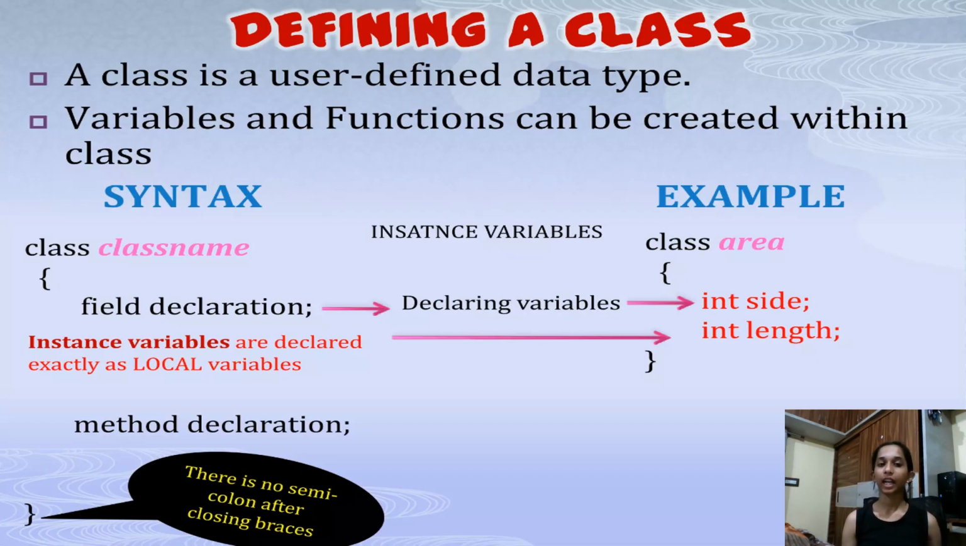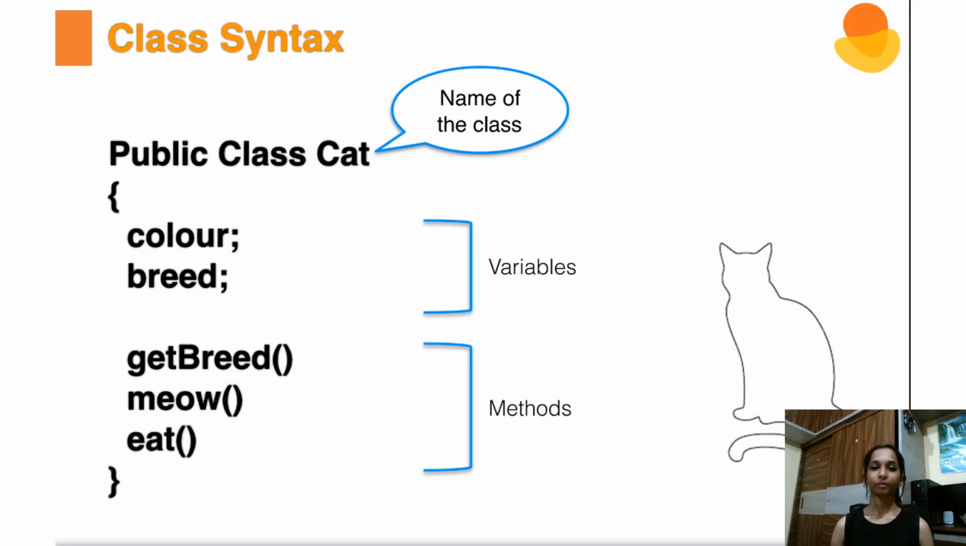Defining a class. A class is a user-defined data type. Variables and functions can be created within a class, and the syntax of the class is the keyword class followed by the class name, and we can declare instance variables within the braces, and there should be no semicolon after the braces. In this example, the name of the class is cat, and color and breed come under variables, while get breed and meow come under methods.